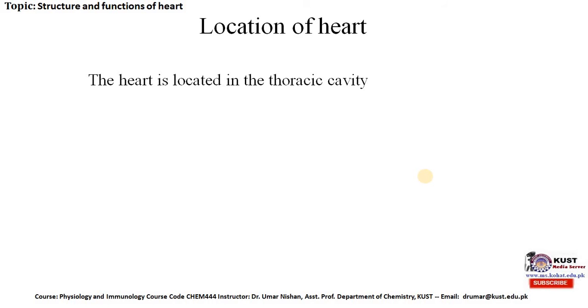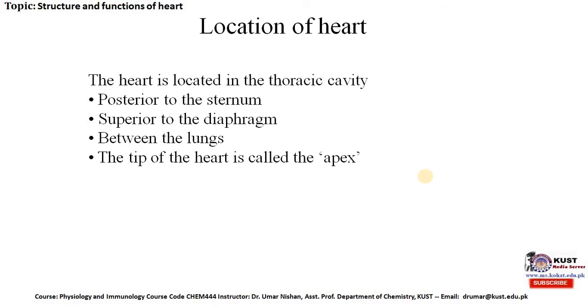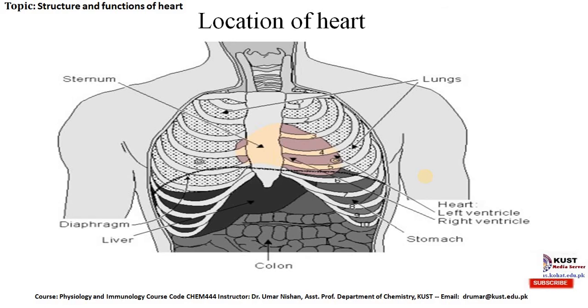Location of the heart. The heart is located in a region called thoracic cavity. It is located posterior to the sternum, superior to the diaphragm, between the lungs. The tip of the heart is called the apex. Now this is where the location of the heart is.